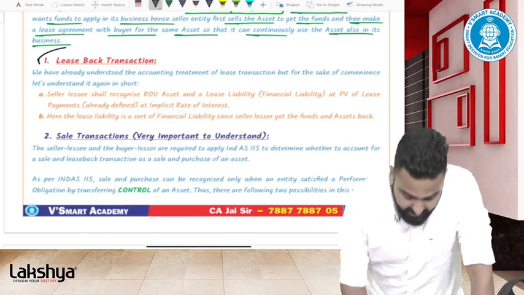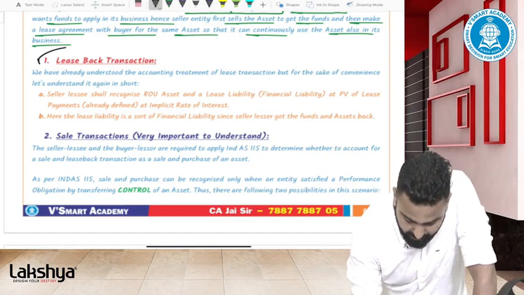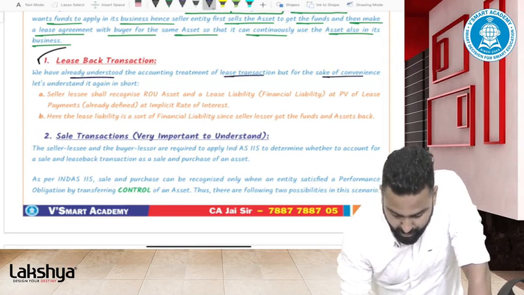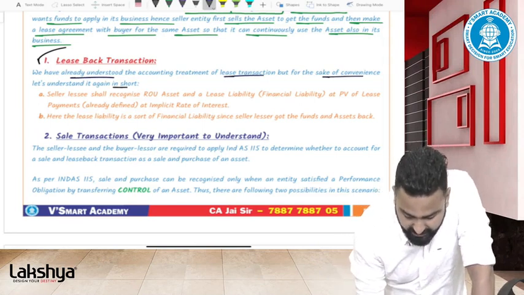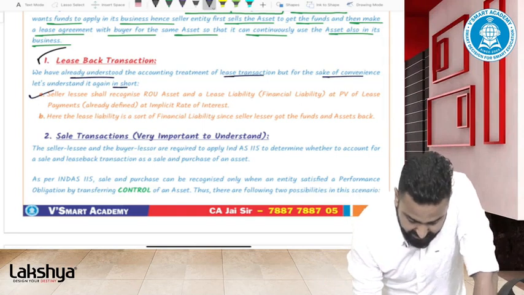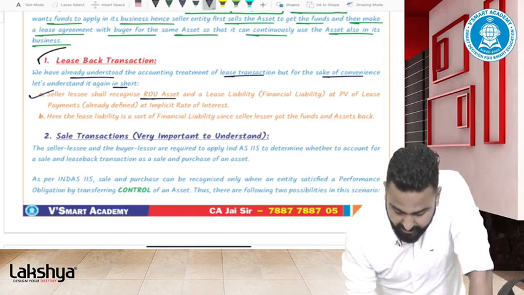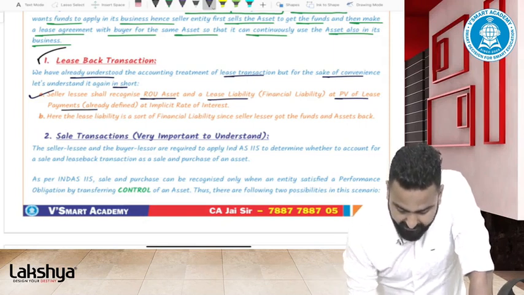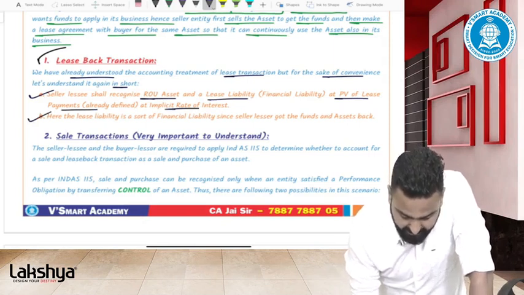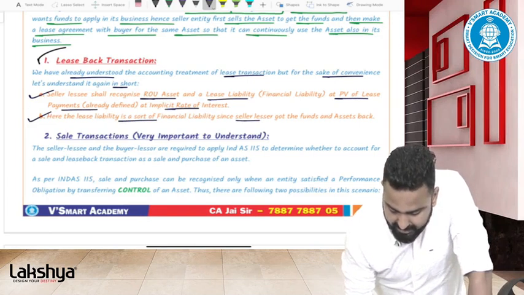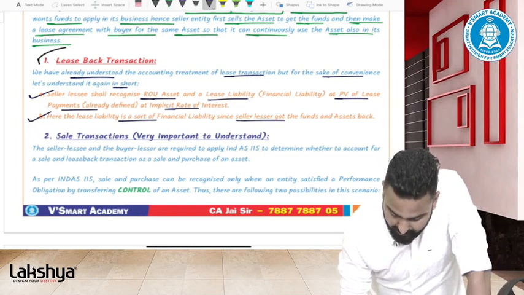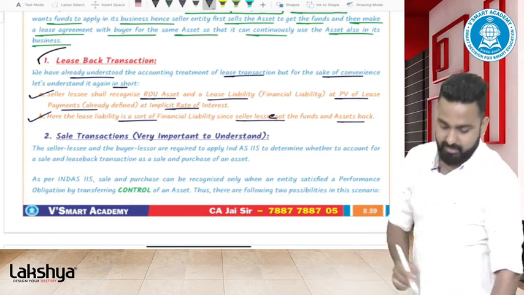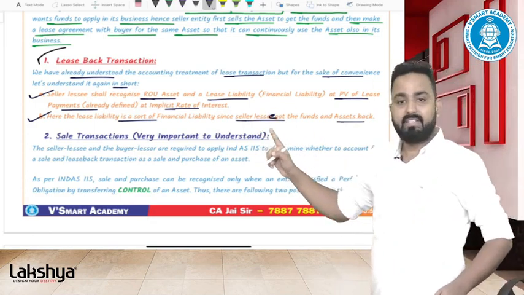Okay. Now say a leaseback transaction. We have already understood the accounting treatment of lease transaction, but for the sake of convenience, let's understand it again in short. Seller lessee shall recognize the ROU asset and a lease liability at present value of lease payments, discounted at the implicit rate of interest. Here the lease liability is a sort of financial liability since the seller lessee got the funds and the asset back.